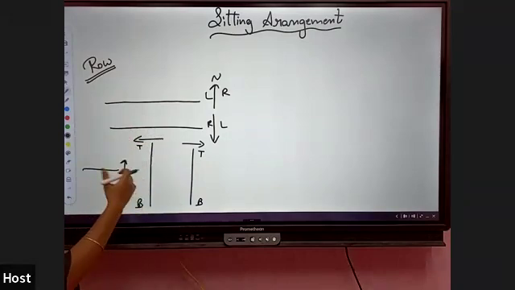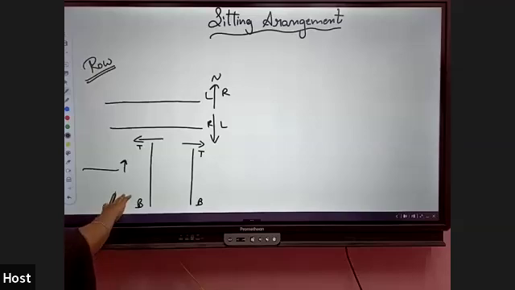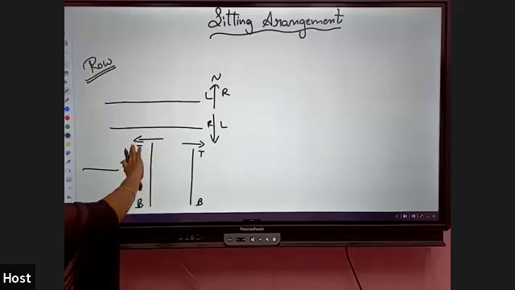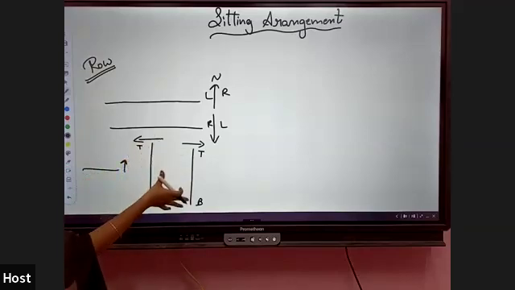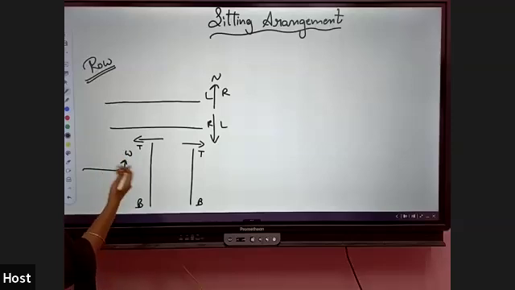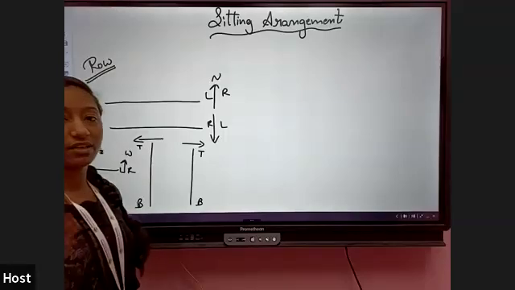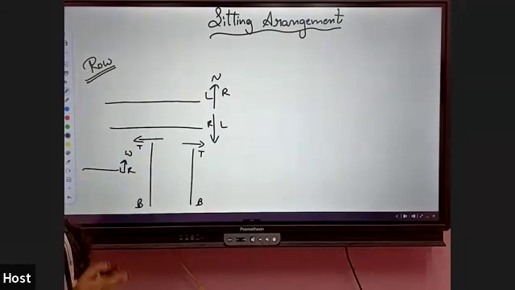If you are turning anti-clockwise, take this as south. If you are turning clockwise, take it as north. If I am turning this clockwise, take this as west, and this is the right side and this is the left side. So if you are confused about top and bottom, you can take it as right and left.